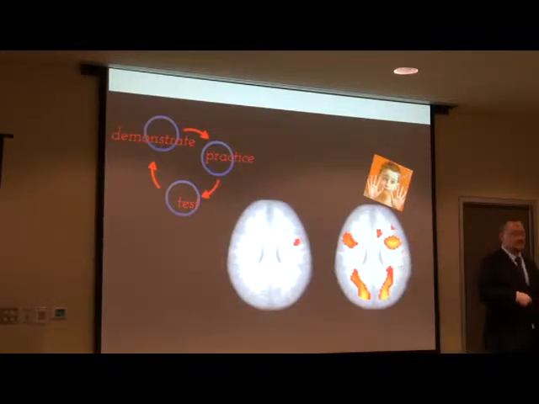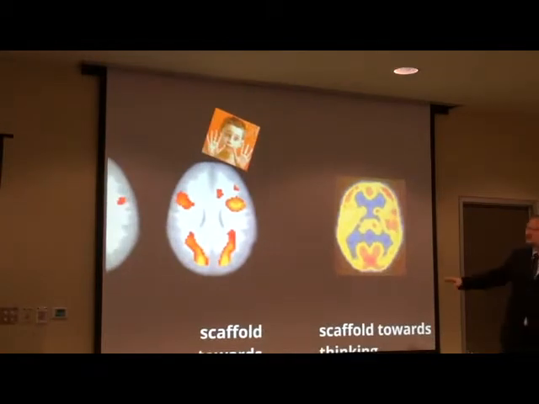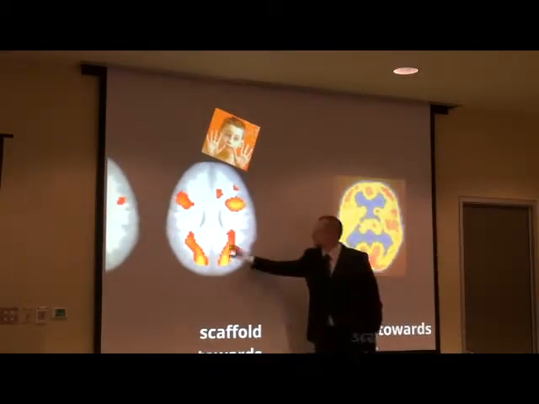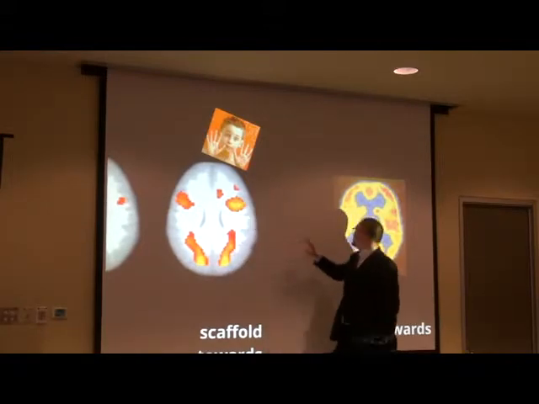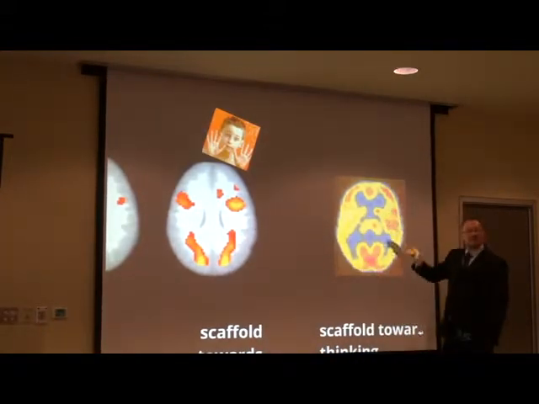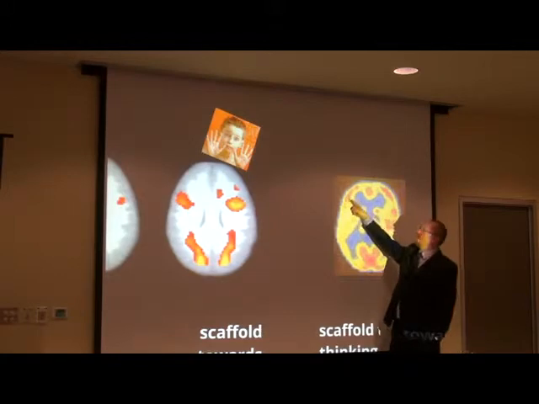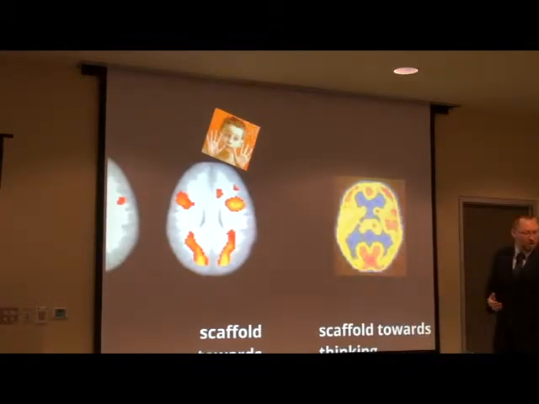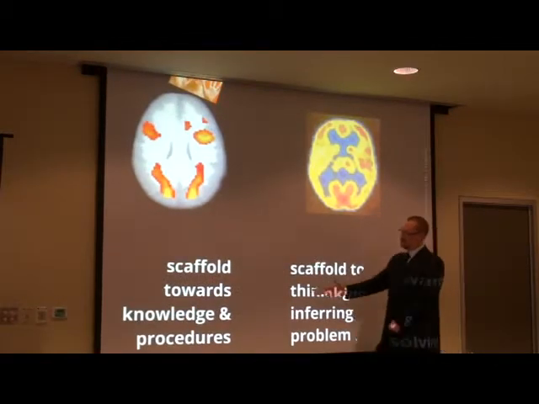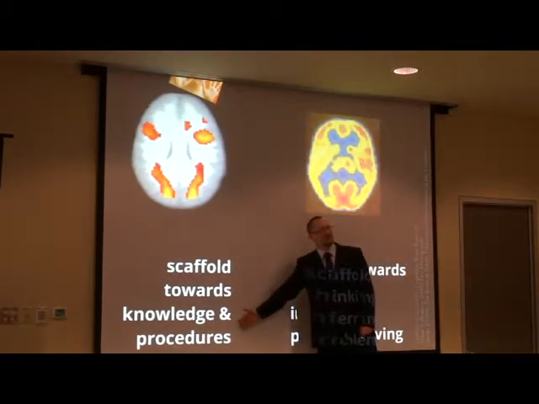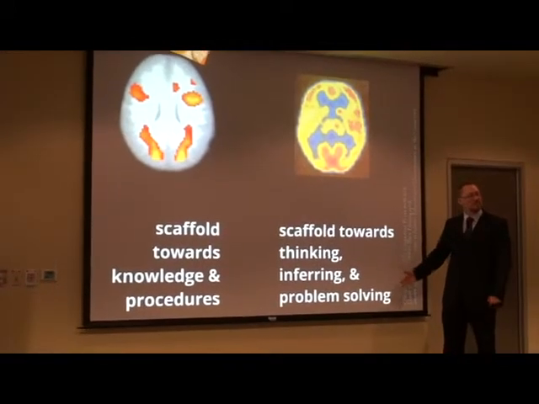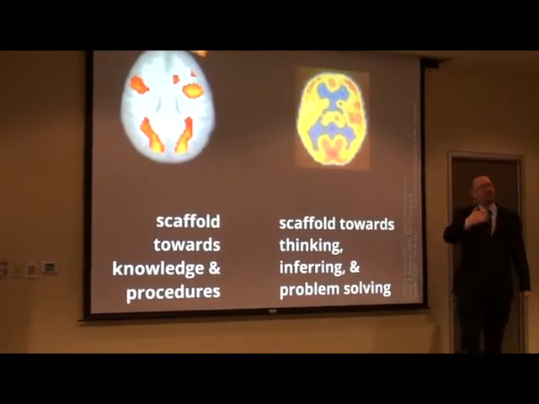Because what we see is that to go beyond the barrier, and this is a different imaging technique, but you can see these parts of the brain, they've got some similar activity here and here. But what we see is that there's all this region of the brain at the front that's now becoming active. When we shift from scaffolding knowledge and procedures, those first two columns, to scaffolding thinking, inferring, problem solving, these frontal regions of the brain become active.